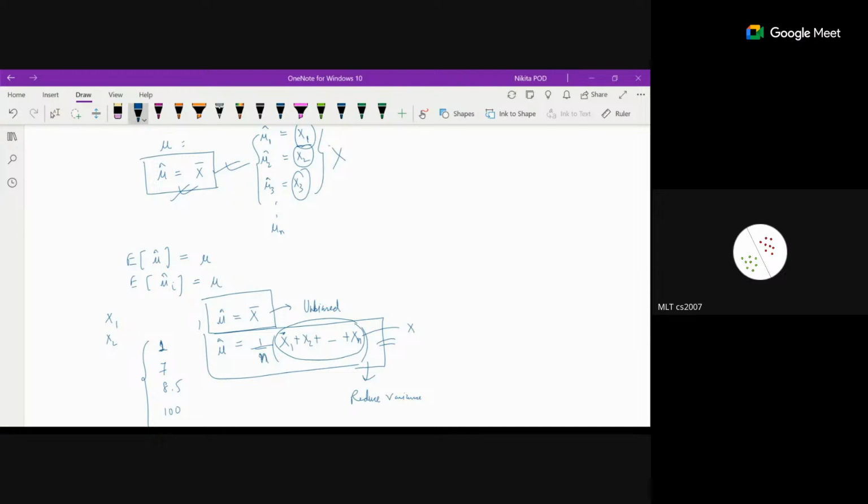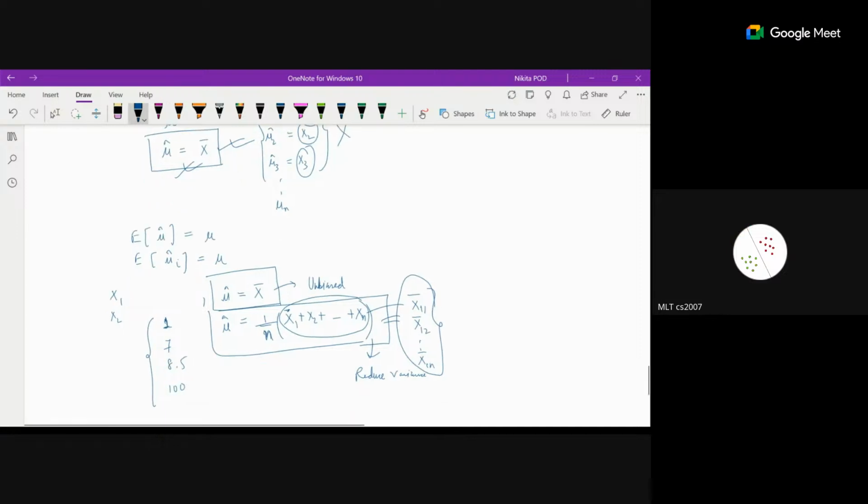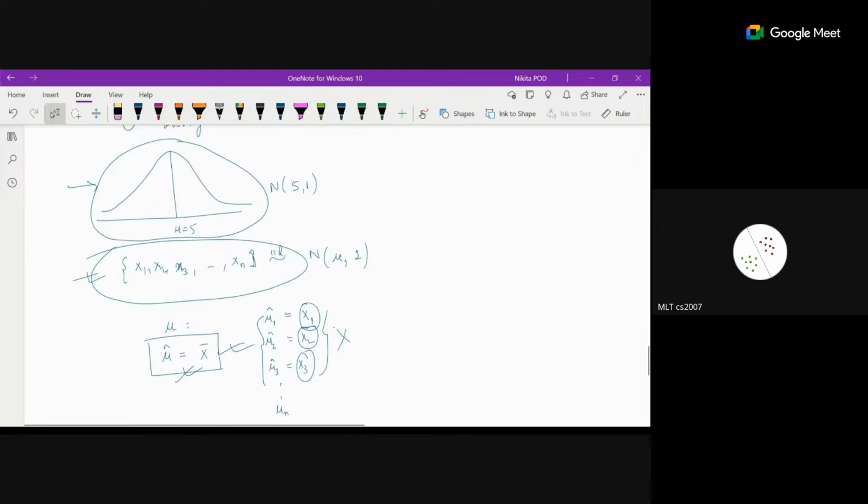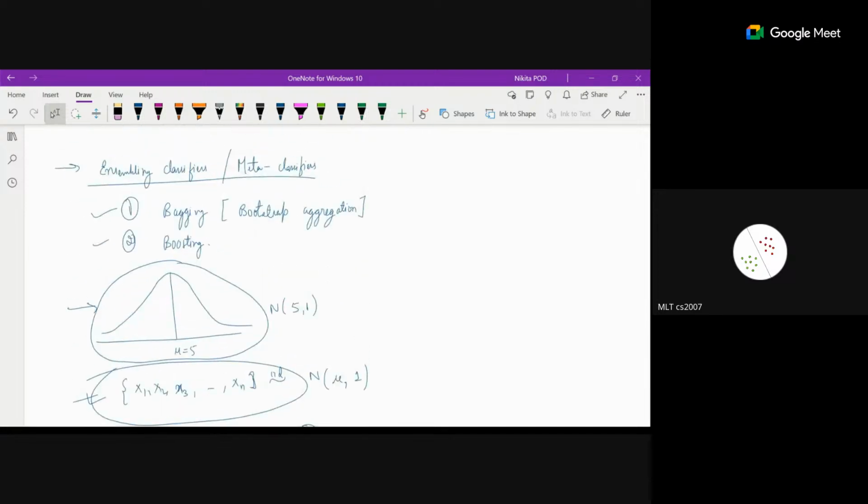So if you collect all these sample means, maybe depending on how many times you have collected the data, every time you get a different sample. So the variability that you will see in this will be less. Okay, variability among samples, different means of samples. Because you're taking the sample mean, that is why the variability will be less. So this is the idea that we are going to use in our bagging technique.